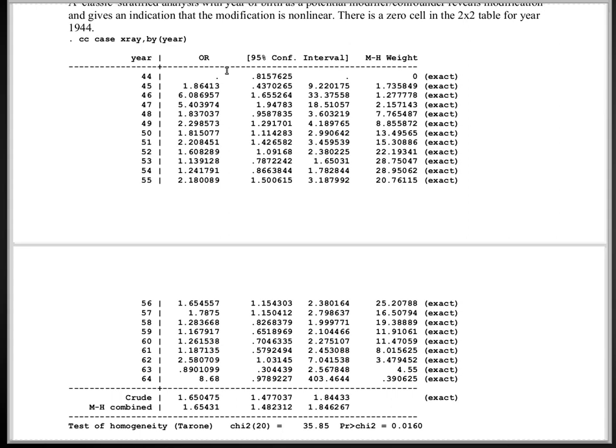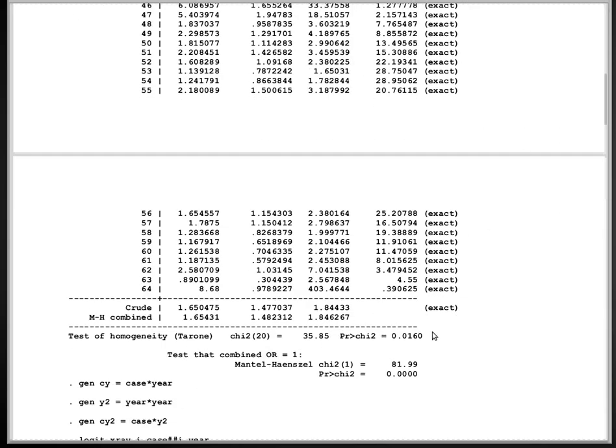Now, what we can get straight off the bat, even though there's many years here of data, is we can get a test for modification here. So we can ask, is the case status X-ray, or in this case, disease exposure relationship, modified by the year of the birth of the child? And in fact, we get a test of significance, omnibus here, of that is below the 5% value, right?